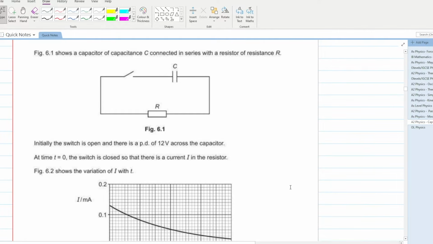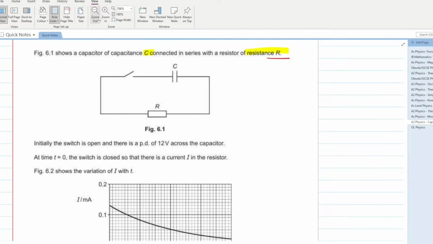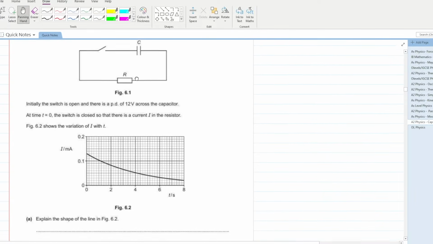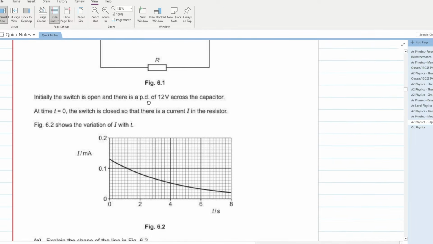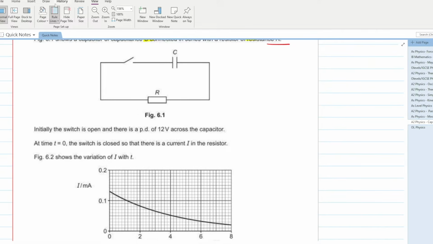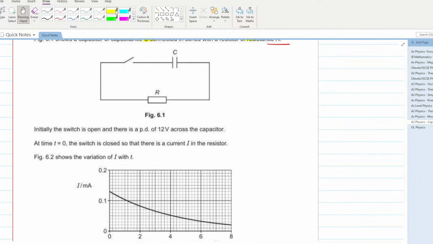Figure 6.1 shows a capacitor connected in series with a resistor of resistance R. ठीक है, एक capacitor है that is connected to a resistor of resistance R. Okay, let's see the diagram as well. Initially the switch is open. Okay, initially the switch is open, perfect, and there is a potential difference of 12 volts across the capacitor. ठीक है, 12 volts across the capacitor. Here is 12 volts. ठीक है, switch is open.